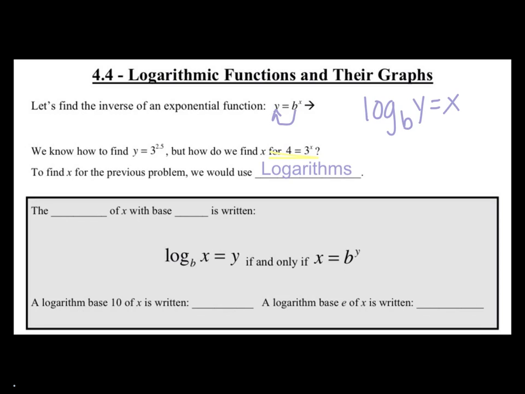So if we move down to this box, it says the log of x with a base b, so that b is like a subscript, it's tiny, is written as log base b of x equals y. So if we go back and forth between log to exponential, exponential to log, this is how you guys are going to rewrite the expressions. So logarithm base 10 of x is written as log x.